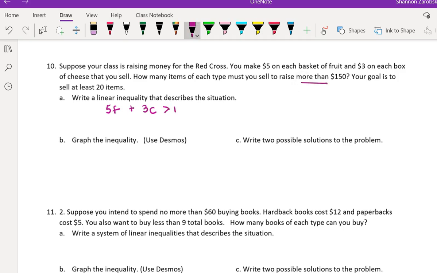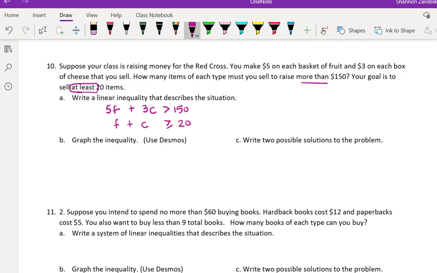So that's greater than $150. Your goal is to sell at least 20 items. At least 20 means that I can sell more than or equal to 20. And that means I want the number of fruit baskets plus the number of cheese boxes to be more than 20. So I say graph the inequality using Desmos.